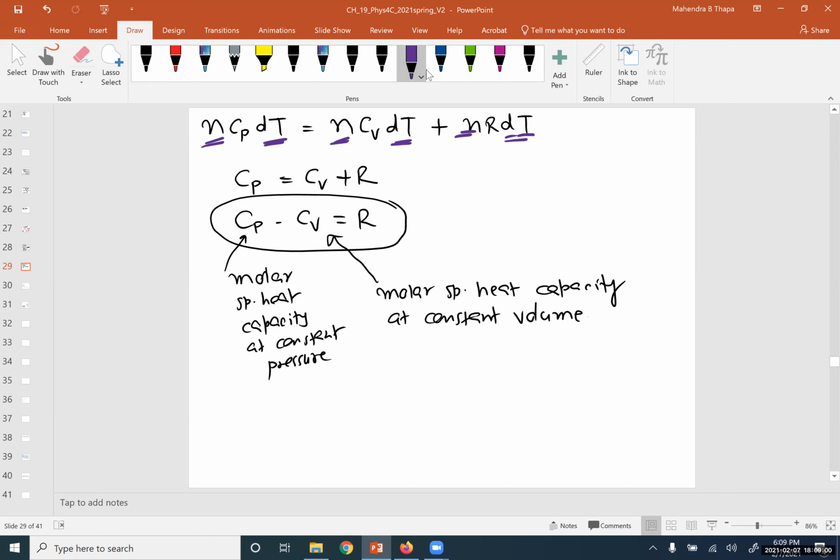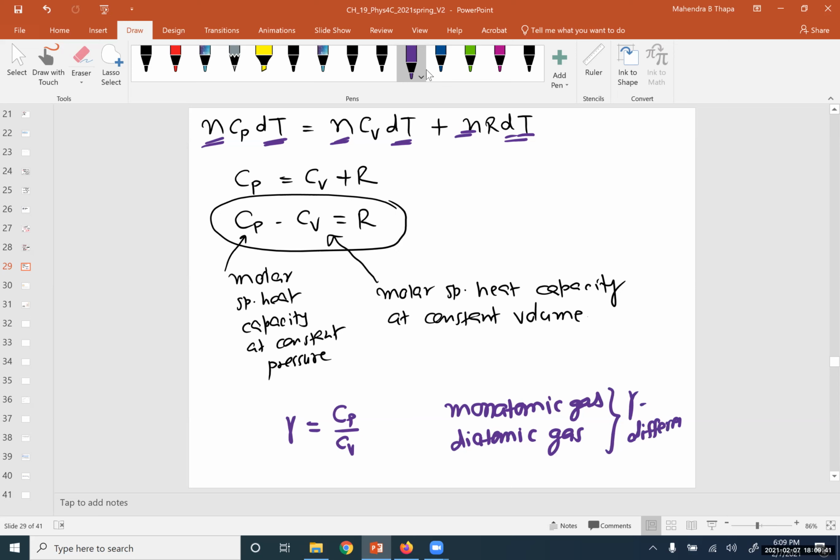So as before, this ratio is called gamma. Gamma is the ratio of Cp and Cv. This ratio gamma depends on which kind of gas we are taking. For example, for a monatomic gas, the value of gamma is different from when the gas is diatomic. For these gases, the ratio of specific heat capacities will be different.